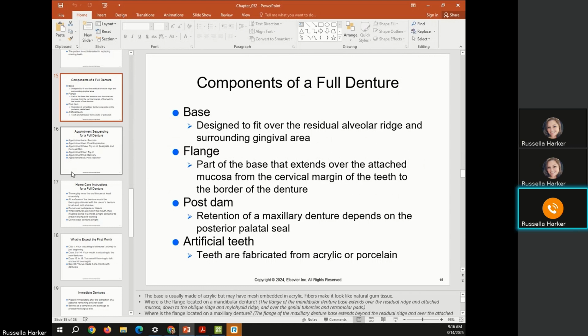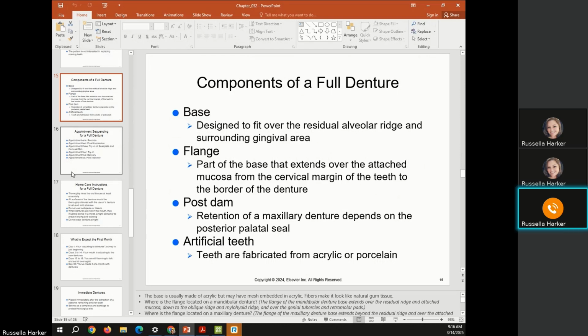The flange is the part of the base that extends over the attached mucosa from the cervical margin of the teeth to the border of the denture. The flange of the mandibular denture base extends over the residual ridge and attached mucosa down to the oblique ridge and the mylohyoid ridge, and over the genial tubercles and the retromolar pads.